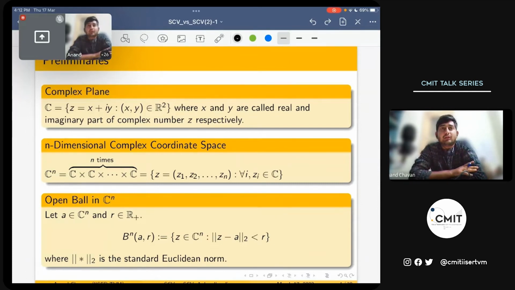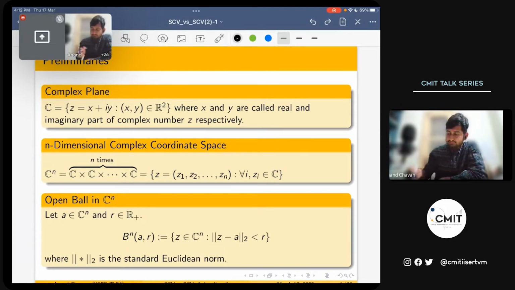So a complex plane is a set of points which is defined as z equal to x plus iy, where x, y belong to R2, where x and y are called the real and imaginary part of the complex number z respectively. So, an n-dimensional complex plane, which is n-dimensional complex coordinate space, is the copy of n complex planes. So typically a point in an n-dimensional complex space is written as z equal to z1, z2 up to zn, where each of these variables comes from the complex plane.